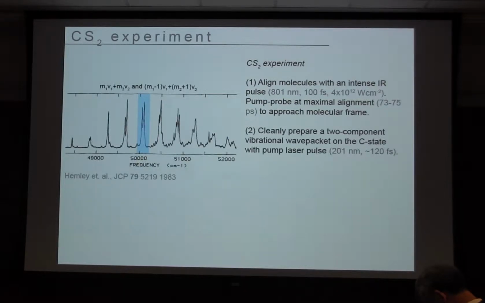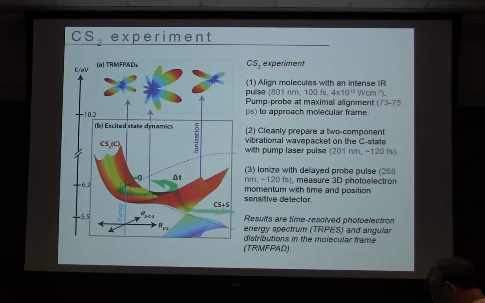A two-component wave packet was more or less cleanly prepared. So this is how the absorption spectrum looks. And we basically sit on these two lines and pump up to an excited state. And then we ionize with a time-delayed probe pulse and measure the photoelectron angular distributions, essentially. So conceptually, it looks something like this.